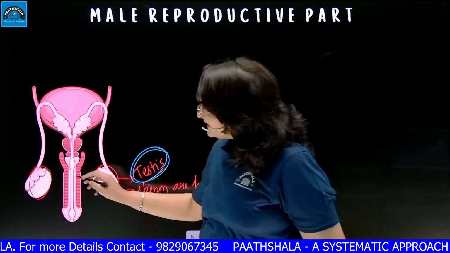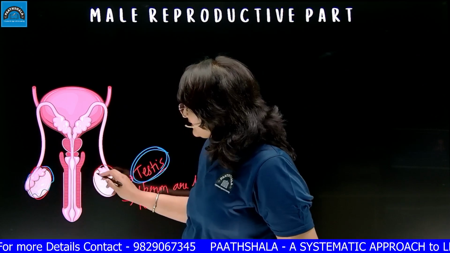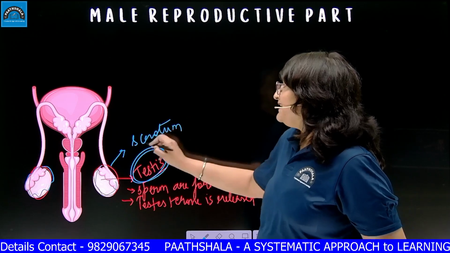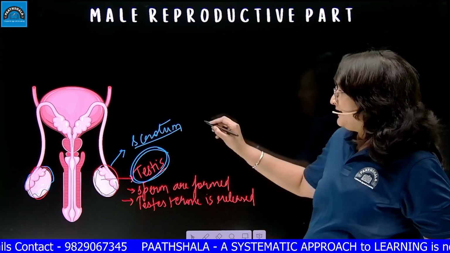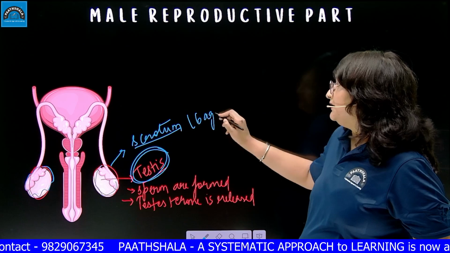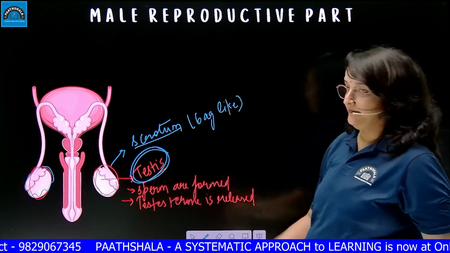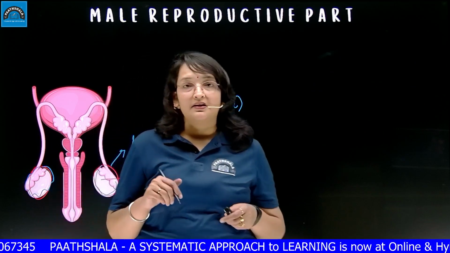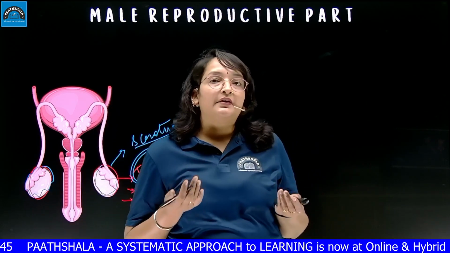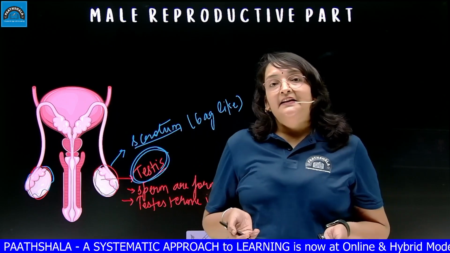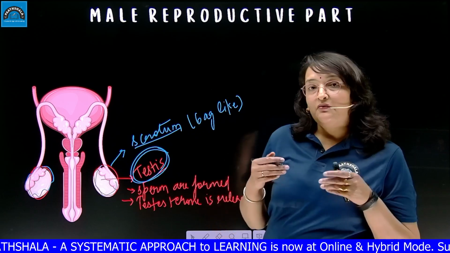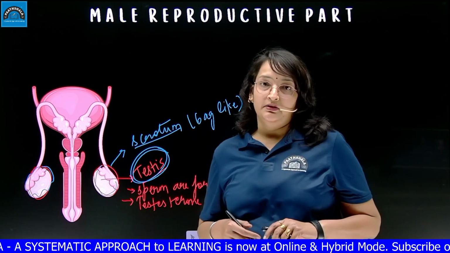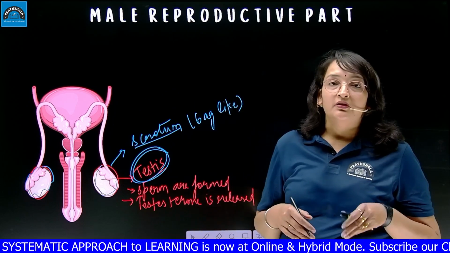Now you can see this testis is covered by a sac-like structure, a bag-like structure. This sac is called scrotum. Please remember, each testis is located in a bag-like structure called scrotum. One more thing. The testes located inside the scrotum are never inside the abdomen. They are always located outside the abdomen, and this shifting of testis outside the abdomen takes place when the male fetus is developing in the mother's womb. This is known as descending of the testis.